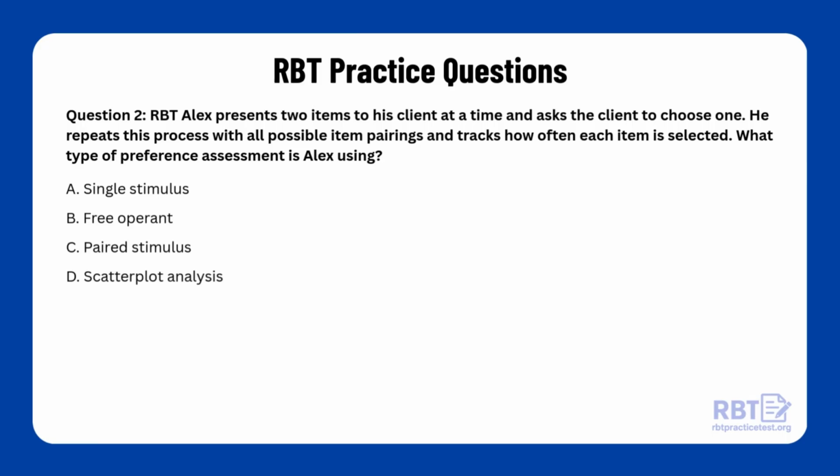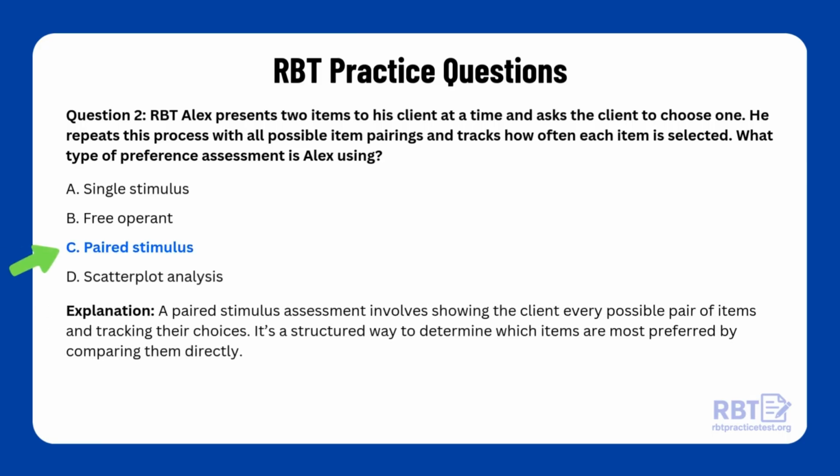A. Single stimulus. B. Free operant. C. Paired stimulus. D. Scatterplot analysis. The correct answer is C. A paired stimulus assessment involves showing the client every possible pair of items and tracking their choices. It's a structured way to determine which items are most preferred by comparing them directly.